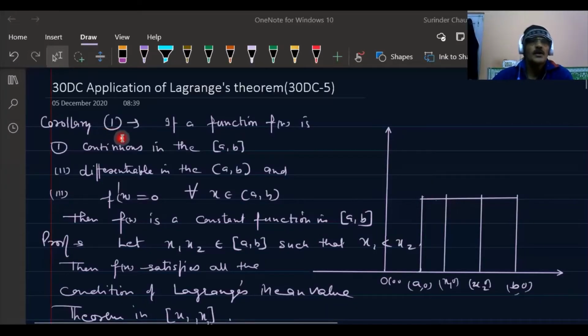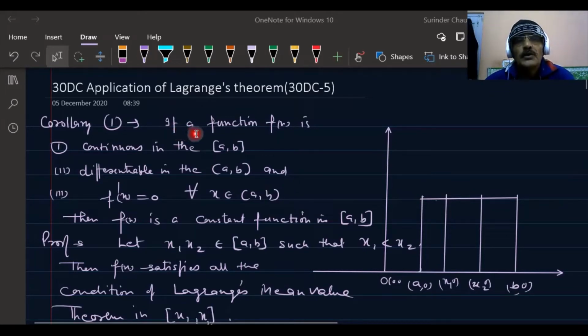Hello students, in the previous lectures we have discussed Lagrange's mean value theorem and its theoretical interpretation. Now in this lecture we will prove two corollaries based on Lagrange's mean value theorem and apply it to solve problems. So let us do the first corollary based on the Lagrange's mean value theorem.